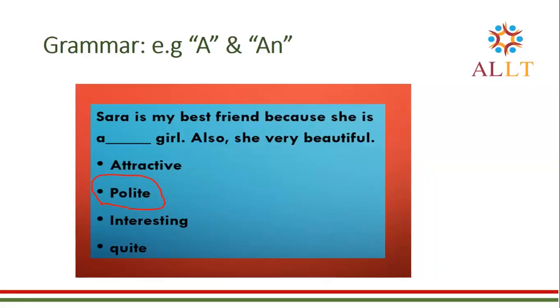Here, for example, if we have a blank and the blank is preceded by an article, a or an, I always draw my students' attention to the fact that an is followed by words that start with a vowel sound. In this case, we have a, and it's not a vowel sound, so I'm going to eliminate attractive and interesting.